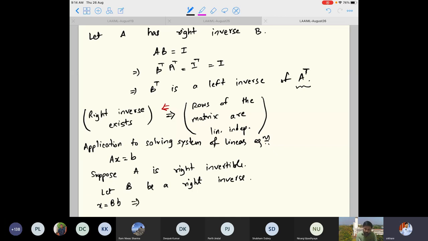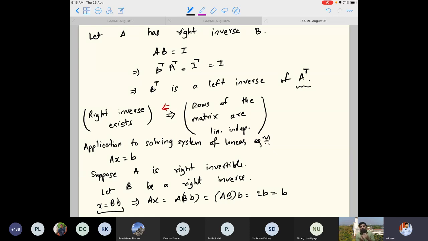So what will this imply? This implies that AX is equal to A into Bb, which is AB into b. This is equal to identity into b, which is equal to b. So AX is equal to b is satisfied for this particular choice of X, right? That means you have a solution. The solution exists in this particular case. So what does it mean? It means that if A is right invertible, then a solution will always exist.